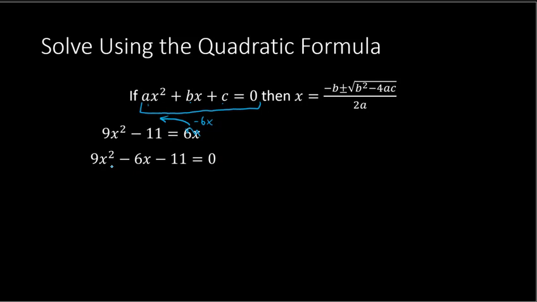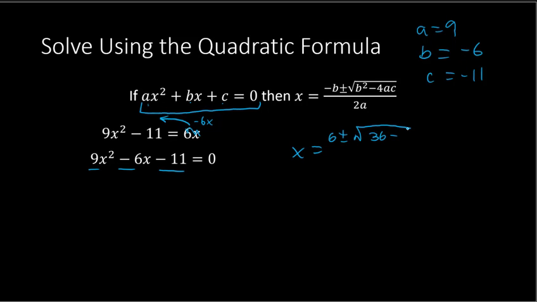So now we have a would equal 9. So a is 9. Okay, b would be the negative 6. And c would be negative 11. So we take the formula and just plug in the numbers. All right, so we have x equals negative 6, which gives you a positive 6, and then plus or minus the square root of b squared, so negative 6 squared, that would be 36, minus 4 times a is 9, times c was negative 11. All that is over 2 times a, which is 2 times 9.